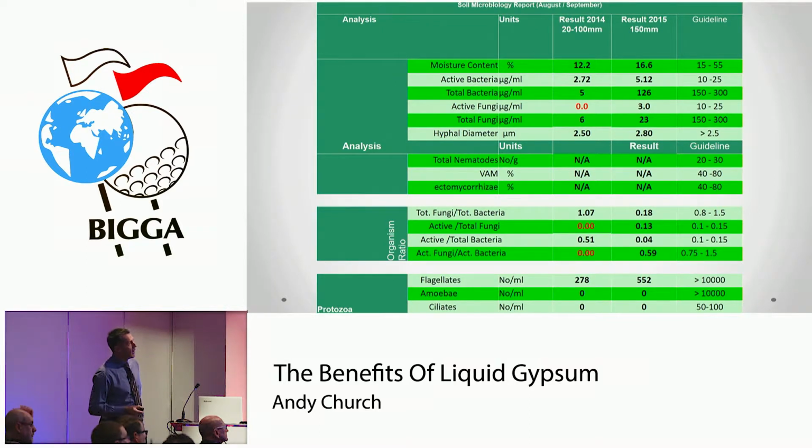So we applied, and still are applying, liquid calcium sulphate to these greens. Took another sample in 2015, and you can see that these zeros start to change into some meaningful numbers. So basically, by flushing out the inhibitors, the sodiums and the chlorides, you can see that there are some bacterial and fungal changes going on that are helping this soil work for you rather than against you.